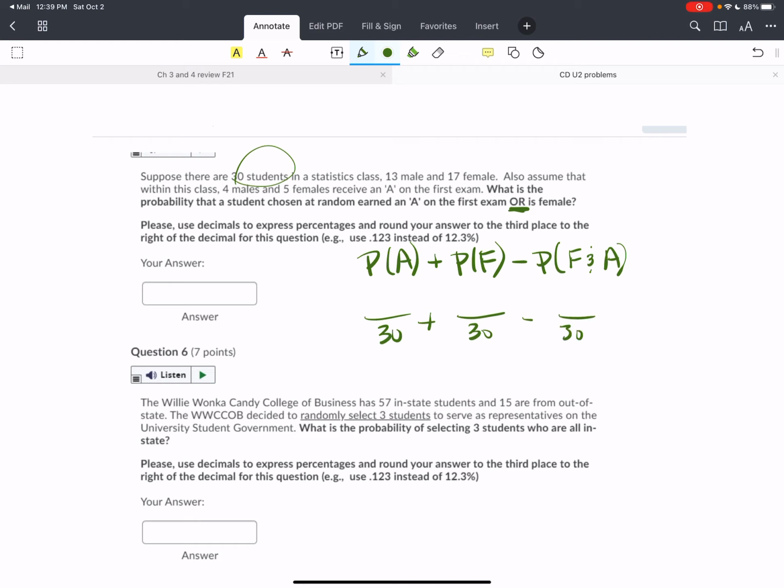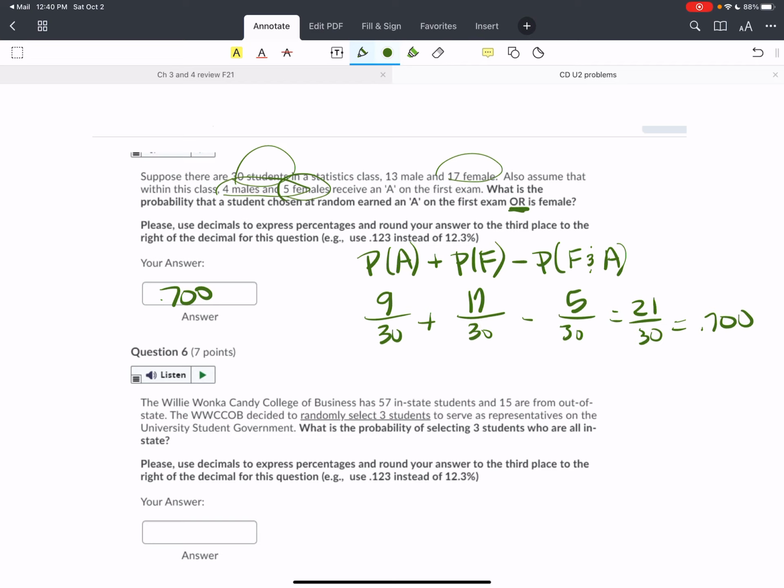Okay, so the probability that the students made an A, well, there were 9 total students out of 30 that made an A. There are 17 females in the class, but there are 5 females who made an A, so they're in both categories. This gives us 21 over 30, or 0.700 for our answer here. All right.